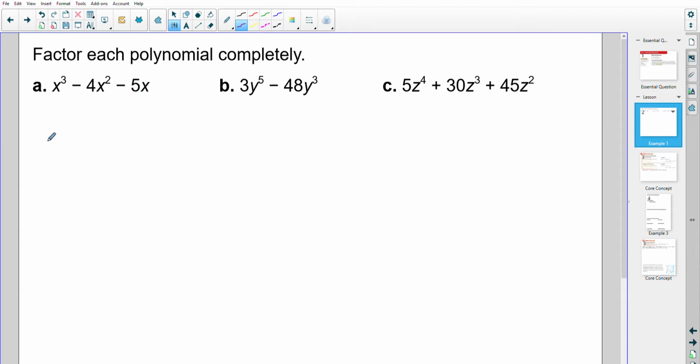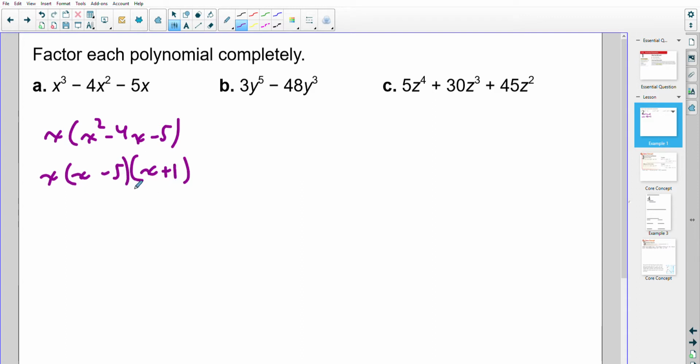X is the common factor, so I would factor out an X of each of them, and then I would go ahead and try to factor the remaining trinomial, and this would be minus 5 plus 1. Again, negative 5x plus 1x is a negative 4x.